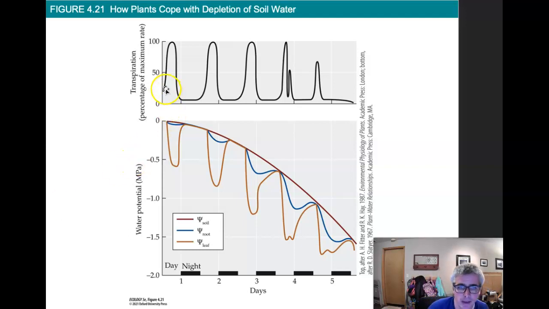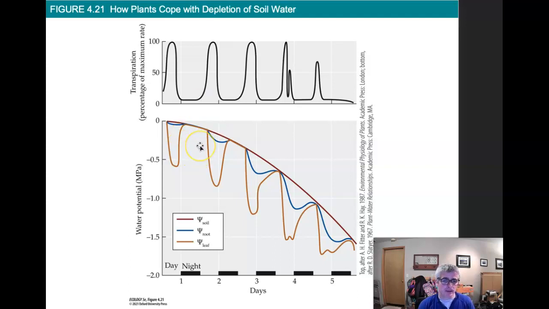So we'll look at transpiration rates first. And so here's a graph of transpiration rates during the day. Transpiration rates are higher during the day. At night, they're lower. Kind of wish these bars went all the way up. So during the day, when you have a lot of transpiration, looking at the leaf, the water potential goes way down, a bit on the root, and the soil potential stays the same. Now, what this is looking at is soil depletion, or depletion of soil water.